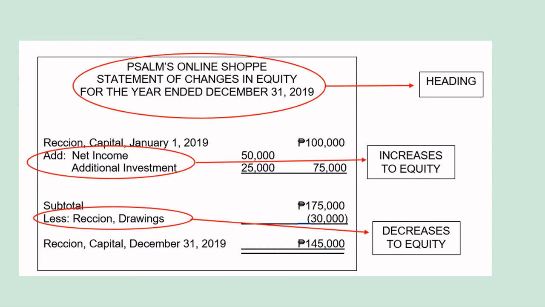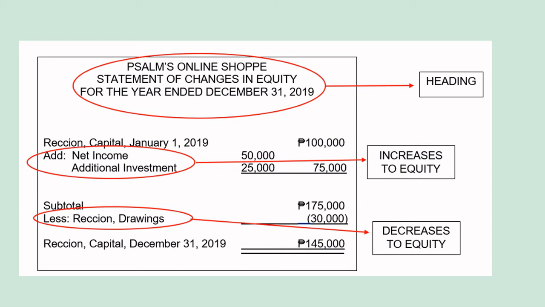So, isa-isahin natin. Sa heading, it is composed of, una, sa first line is the name of the company. Second line is the title of the financial statement. And the third line, the period kung kailan ginawa ang financial statements. Sa example natin, nakalagay for the year ended December 31, 2019.